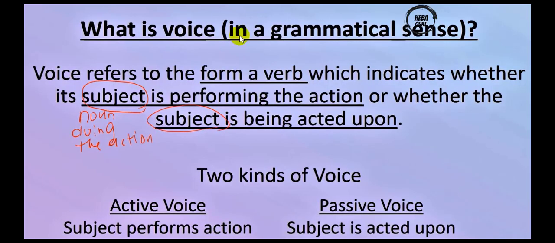But first of all, what is the meaning of voice in grammatical sense? Voice refers to the form of a verb which indicates whether the subject is performing the action or whether the subject is being acted upon. And there are two kinds of voice, active voice and passive voice. In the active voice, the subject is the one who is performing the action, and in the passive voice, the subject is acted upon by something else.